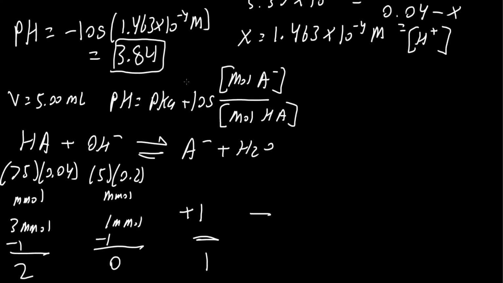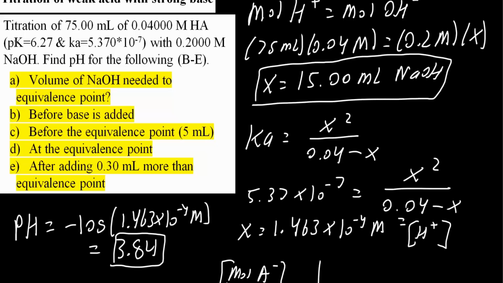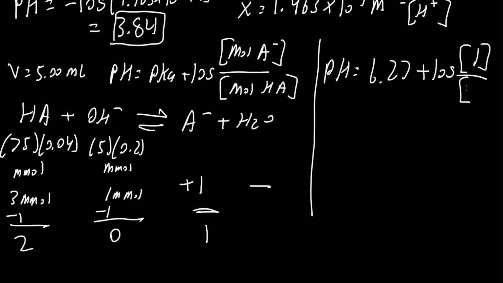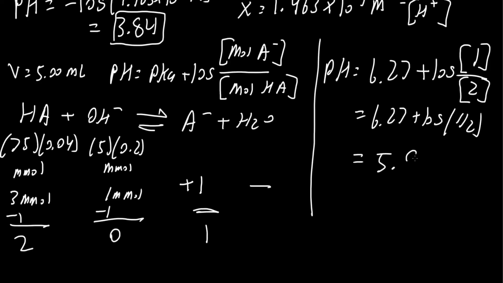And now we will use the equation. So the pKa value was 6.27. And so we will get pH is equal to pKa, so pKa was 6.27 plus log A minus was 1 divided by HA was 2. So this is going to equal 6.27 plus log of 1/2. And so this right here will equal 5.97. This is the answer for part 3.